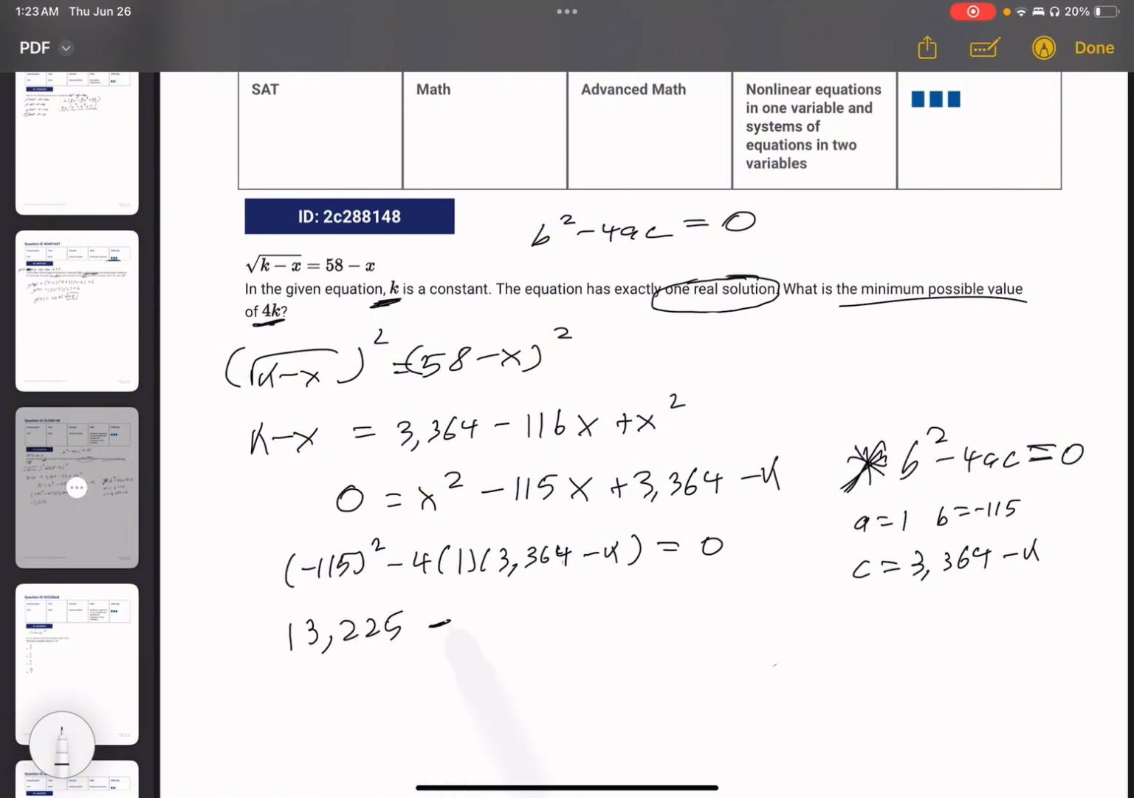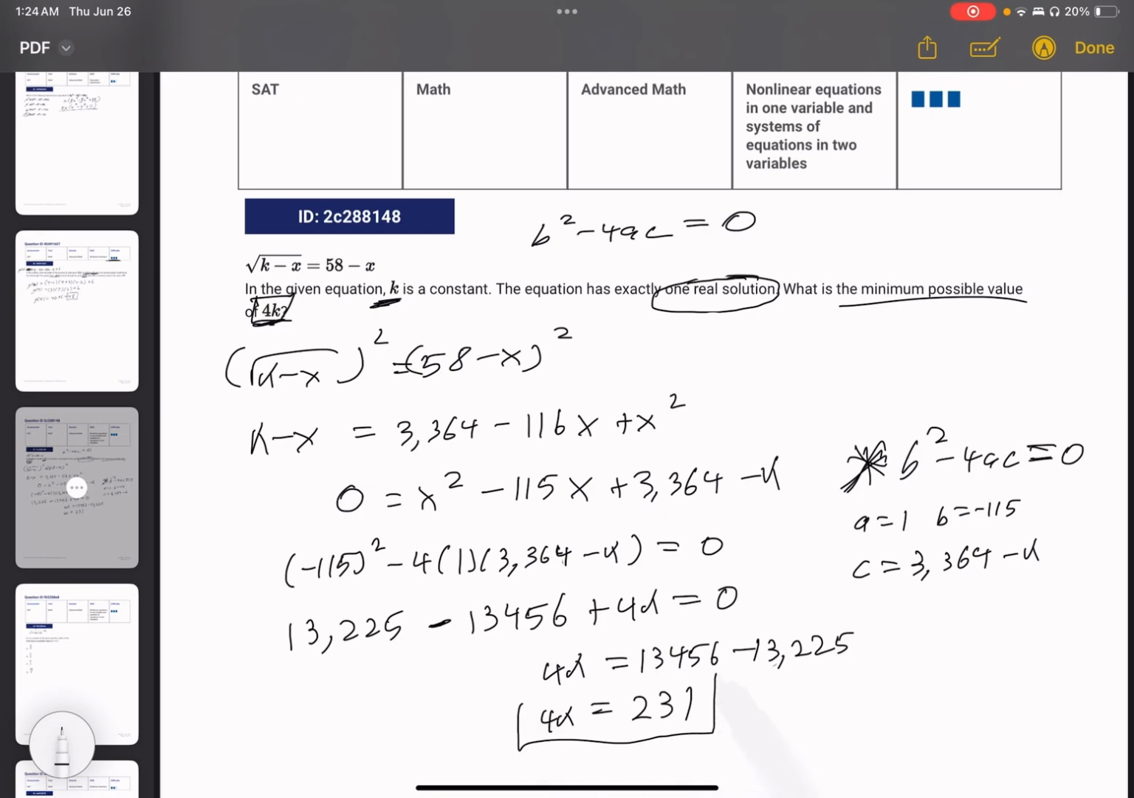The negative cancels out, minus, okay, then we have 4 times 3,364, which is going to give you 13,456, and then plus 4k is equal to 0. You move it over to the other side. So you have 4k is equal to 13,456 minus 13,225, and you get 4k is equal to 231. And it's asking for the value of 4k, so you don't even have to solve for k.